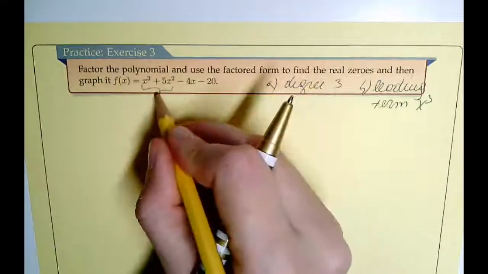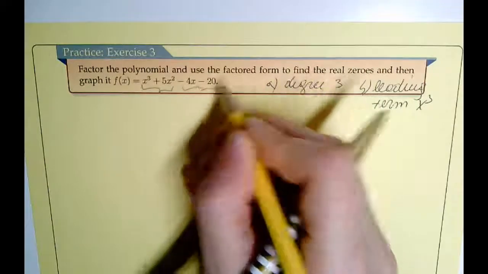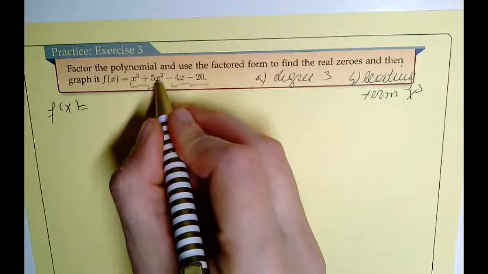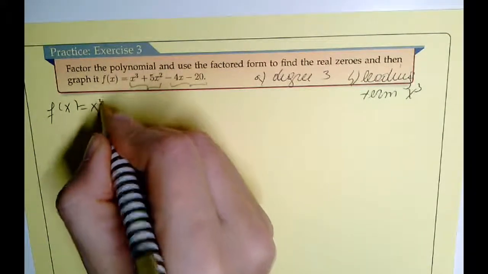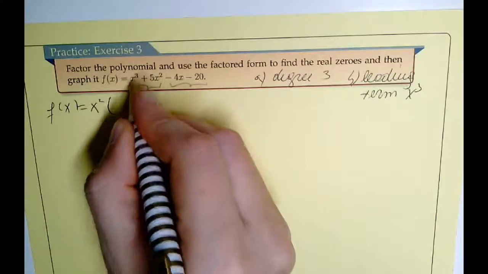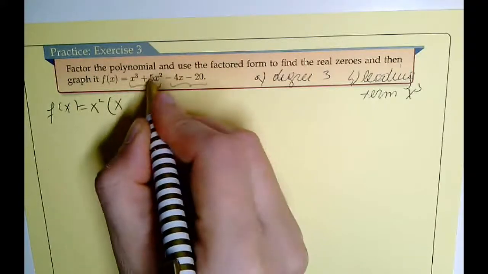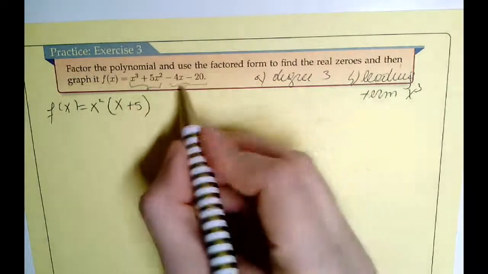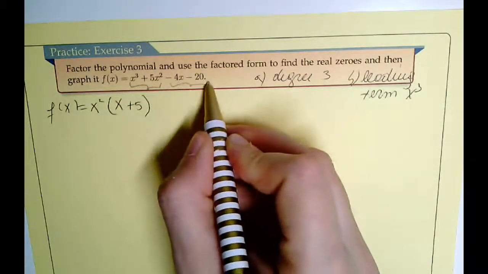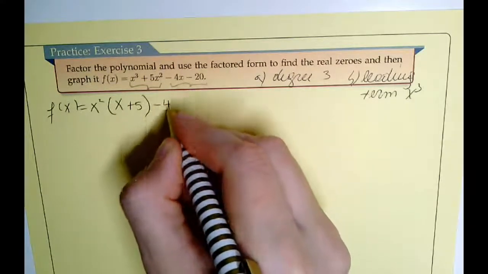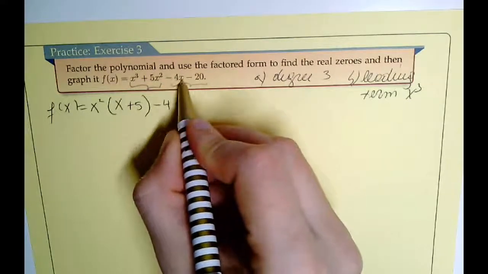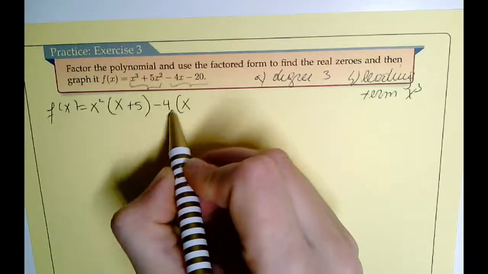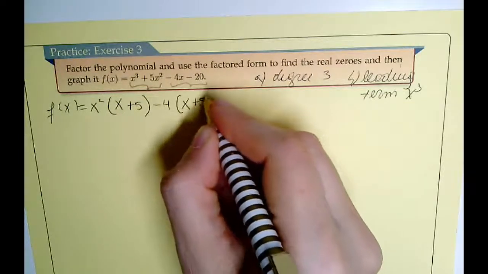So I'm going to factor what I can from the first 2 terms and factor what I can from the next 2. I can factor an x squared. What do I have left from the first? Well, x cubed divided by x squared is just x, and 5x squared divided by x squared is plus 5. And then what can I factor between -4x and -20? I can factor a -4. What's left? Well, -4x divided by -4 is just x, and -20 divided by -4 is positive 5.